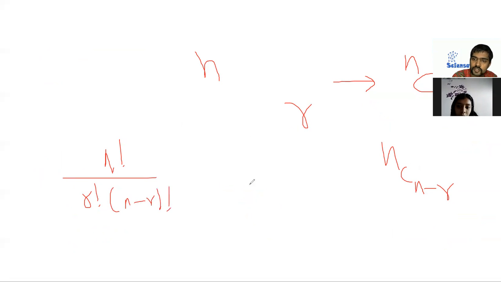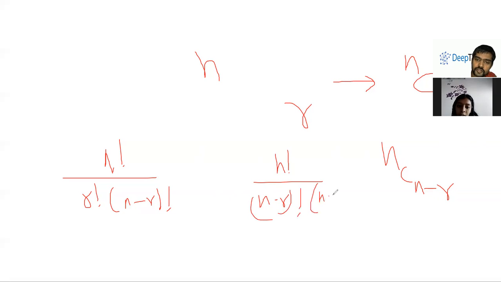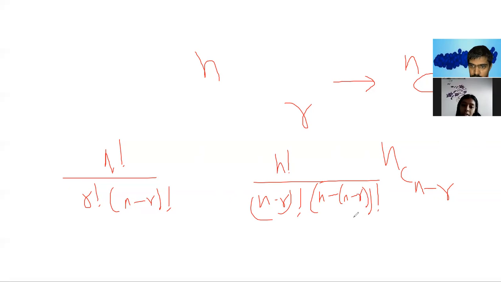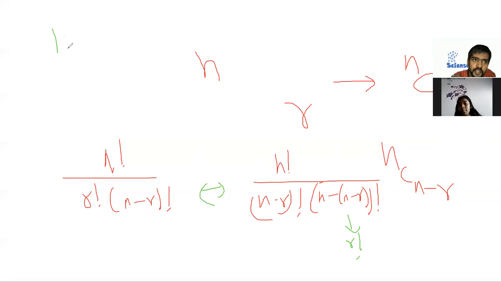Yes, sir. What is NC N minus R? N factorial divided by N minus R factorial into N minus of N minus R factorial. What is N minus R? R. Are they both then same? Yeah. Why? If I give you 10 items and you have to choose 4 items, or I give you 10 items and you have to choose 6 items, are they both same?